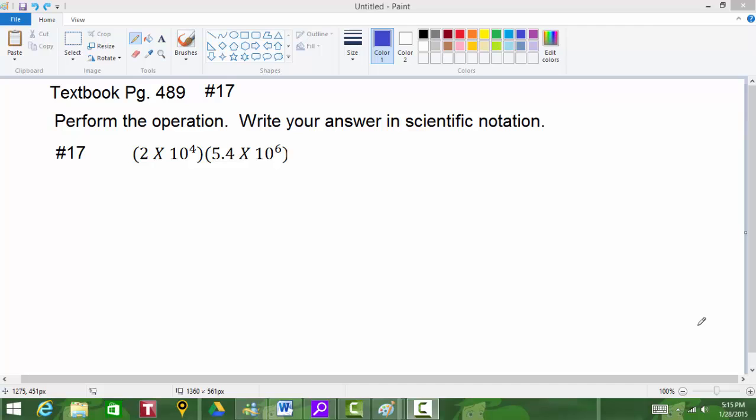This problem is from the textbook. It's page 489, problem number 17. Perform the operation. Write your answer in scientific notation. Quantity 2 times 10 to the 4th times quantity 5.4 times 10 to the 6th.